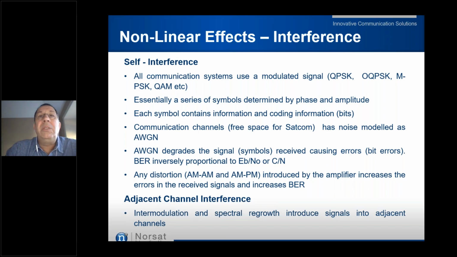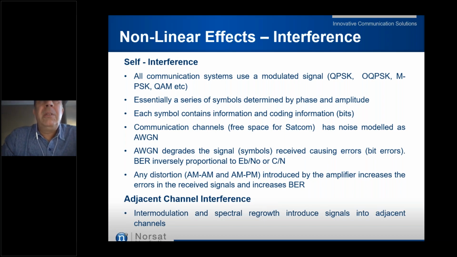And the noise that's added in the channel degrades the received signals, causing bit errors. The bit error rate is inversely related to the ratio of the signal received to the noise received. But any distortion, AM to AM or AM to PM, introduced by the amplifier is going to further degrade those symbols, add to the errors in the received signals, and then increase your bit error rate.